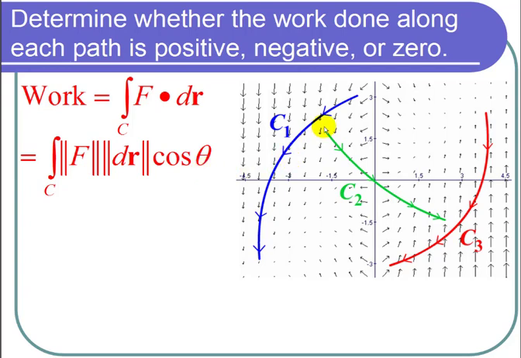So let's look at our curve C1 first. If we look at the angle between the force field vector and the vector along the curve C1, we see that these angles are all acute. So the cosine of these angles will all be positive. So we can conclude that the work for a particle moving along the curve C1 by the vector field F is positive. Now let's look at C2.